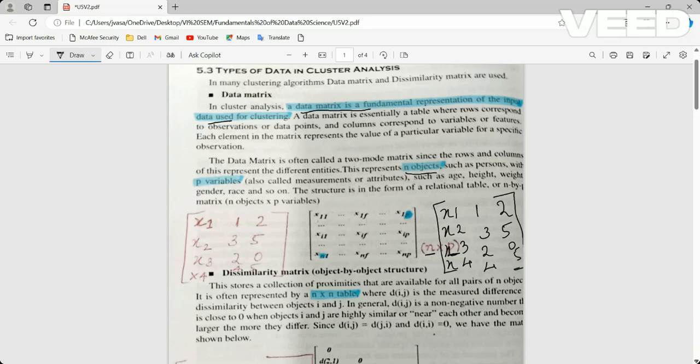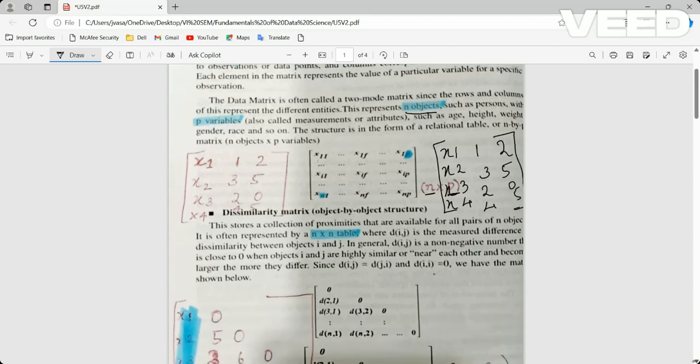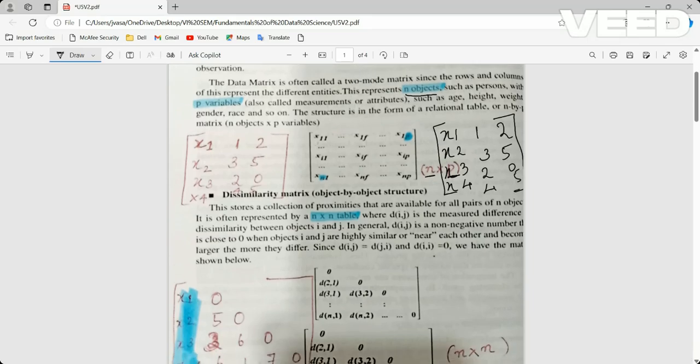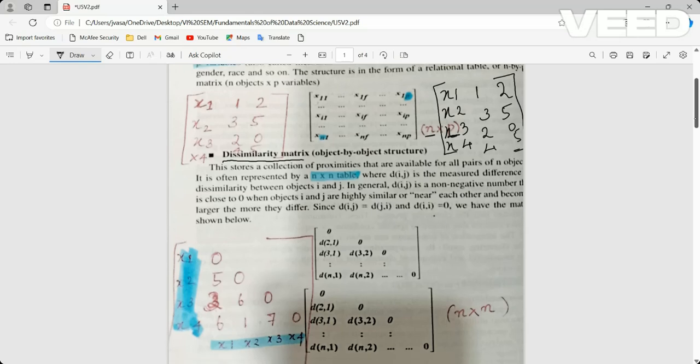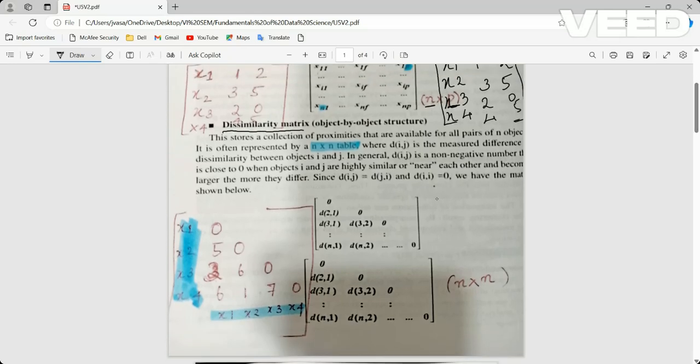And the second very important type, listen very carefully, is important for two more questions. What do you mean by dissimilarity matrix? First one is data matrix, second one is dissimilarity matrix. Listen very carefully here to how to write a dissimilarity matrix. What do you mean by dissimilarity? When I compare the data and find out the dissimilarity.